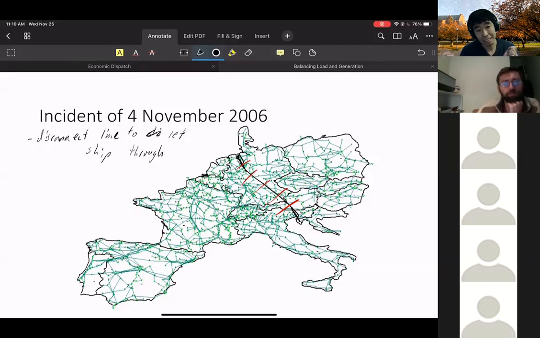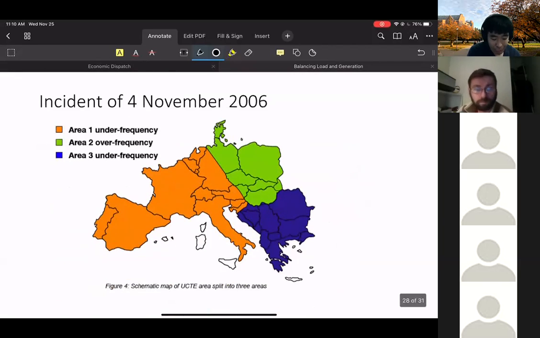This may be the Adriatic. I don't know exactly what river this is, but basically everything unzipped. Because this one line disconnected wrongly, there's not enough capacity. So the protection on every line tripped. So Europe basically becomes something like this.